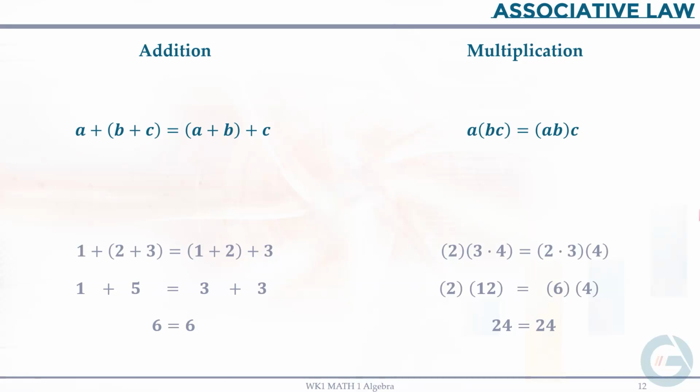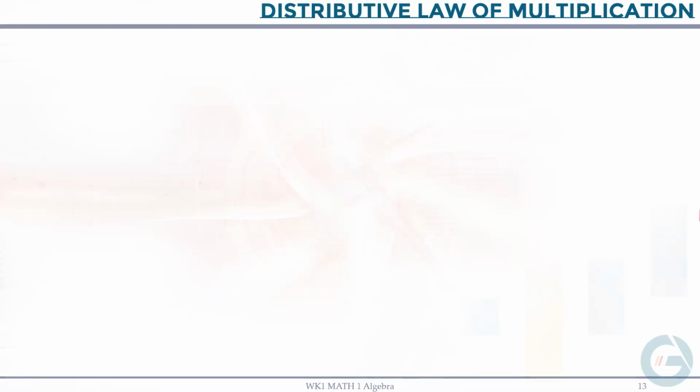Next is the distributive law of multiplication. By the way, we don't have distributive law for addition, only multiplication. So a times the sum of b plus c is equivalent to a times b plus a times c. So we kind of distribute this one, a times b plus a times c. Okay, so remember this pattern.